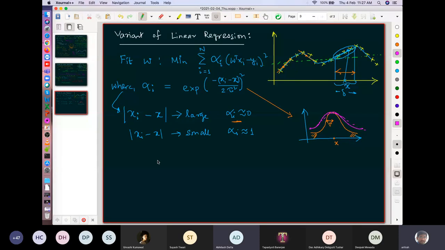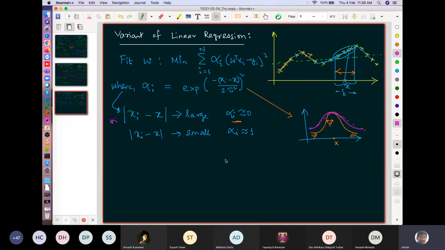But xi minus x is not the farther point. It's at the same level. No, for all i's I am saying. For all i's where your point and xi have a larger distance, that will contribute less. For all i's where your point and the xi have a small distance, it will contribute more, due to the bell-shaped nature of the contribution.